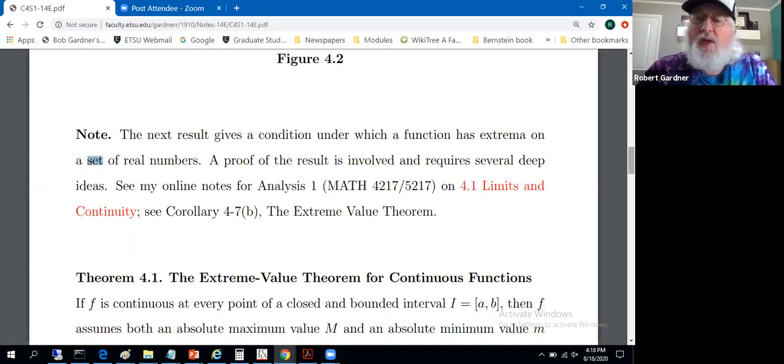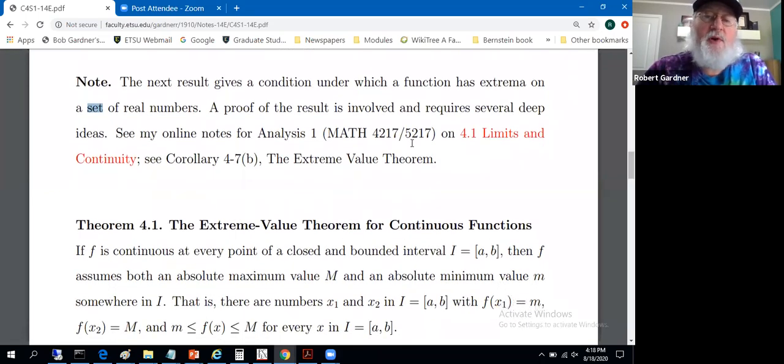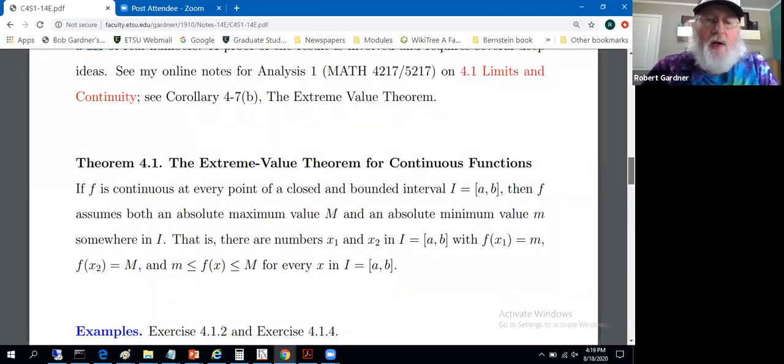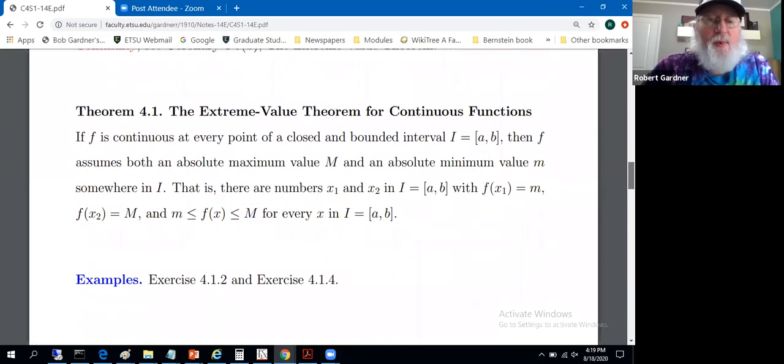Proof of the result is beyond the scope of this course. It is involved and requires deep ideas. It's the kind of thing we do in a senior level analysis class. I've got notes posted for senior level analysis. Click on this link in the online notes and it'll take you to notes concerning the extreme value theorem. A proof will depend on the axiom of completeness, and that's discussed in Appendix A6, I think it is, in the Calculus 1 notes. But we've got enough problems. Let's just state and take as given the extreme value theorem for continuous functions.